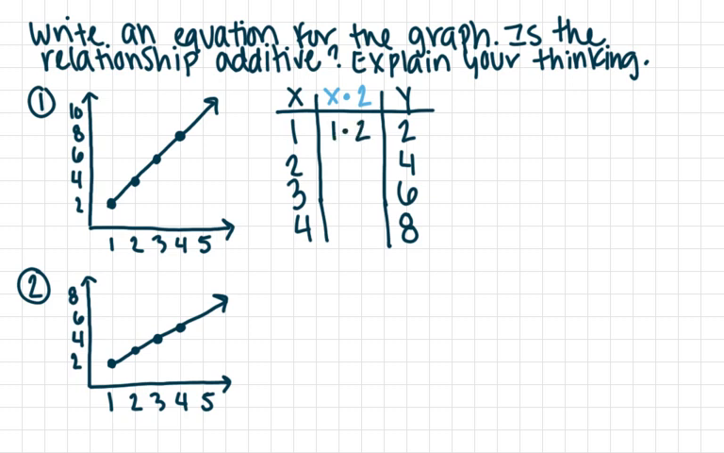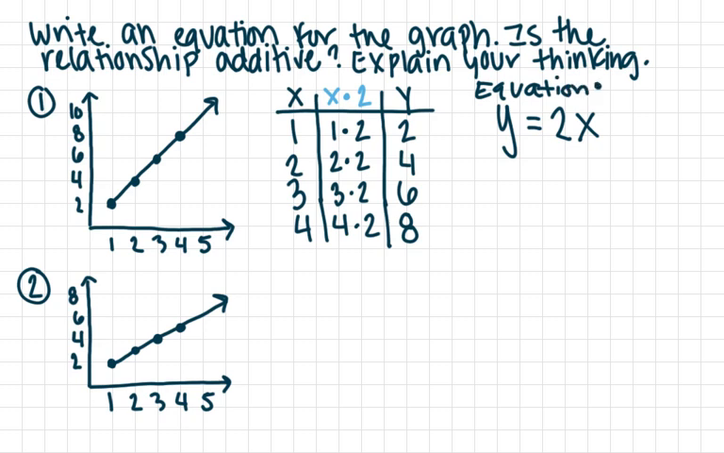So 1 times 2, yeah, that works. 2 times 2, that works. 3 times 2. Yeah, so I'm thinking here I'm multiplying times 2. So my equation would be, what's happening to my x? Well, I'm multiplying it times 2. And when I do that, it equals the numbers in the y column, my outputs there. So this is my equation for this graph.